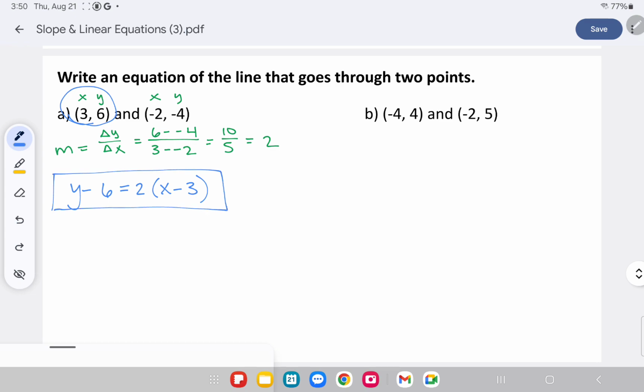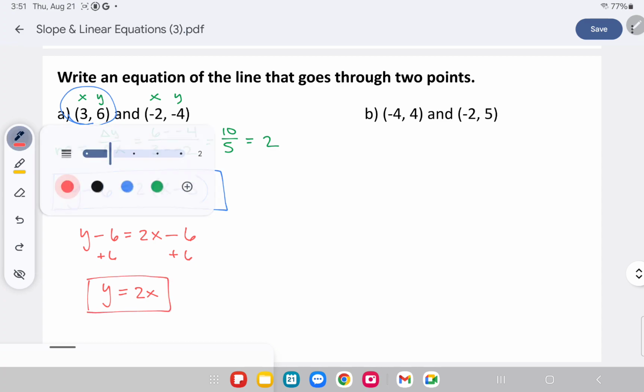I'm going to go ahead and take it a step further and change it to slope-intercept form by distributing the 2 and adding 6 over. So we just have y equals 2x in slope-intercept form.